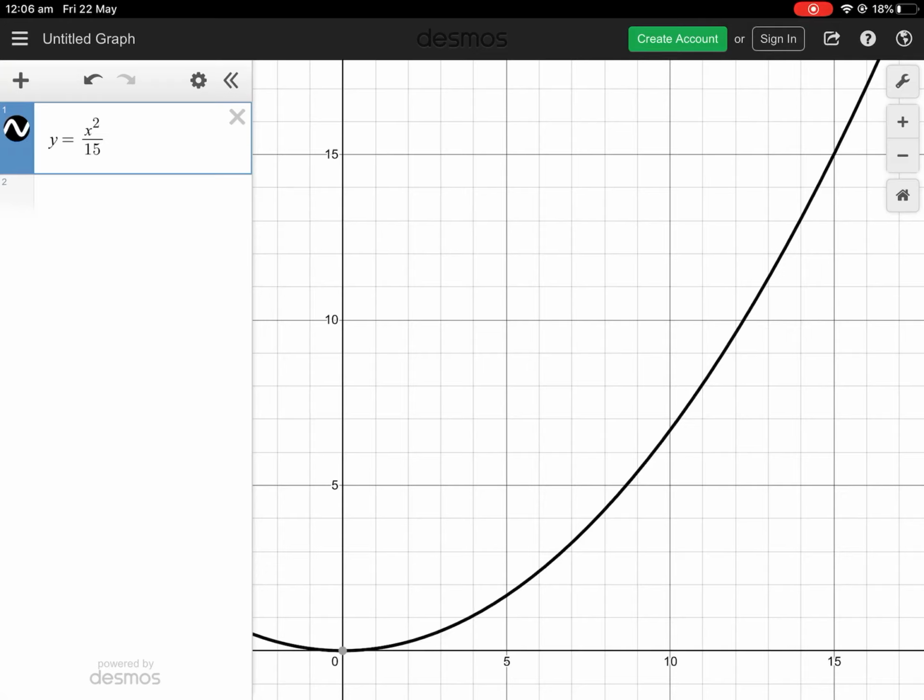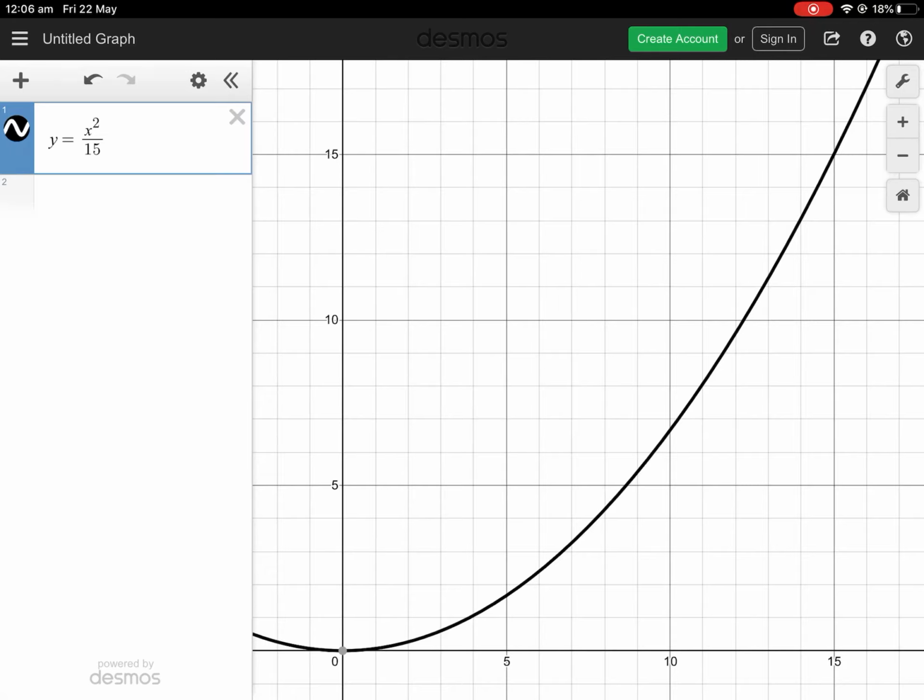So C says use the graph to find the height of a person's eye above sea level for the distance to the horizon to be 7 kilometres. Distance is x, so 7 kilometres is about here, and I'm going to move just past it. So there, it's about 3.2. It was about 3.2 if you got that really quickly.